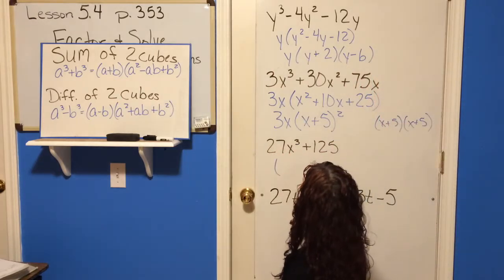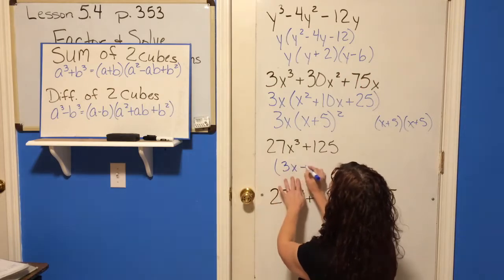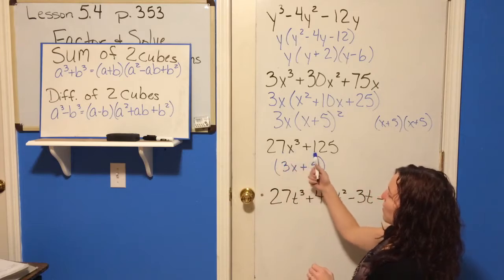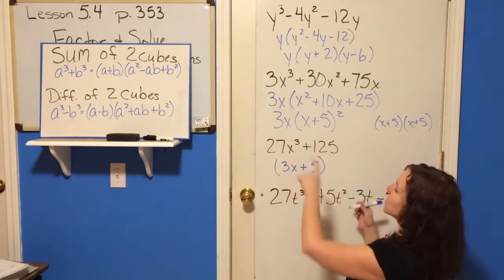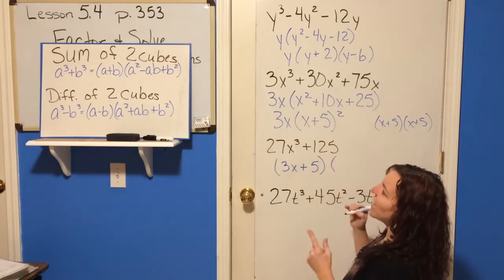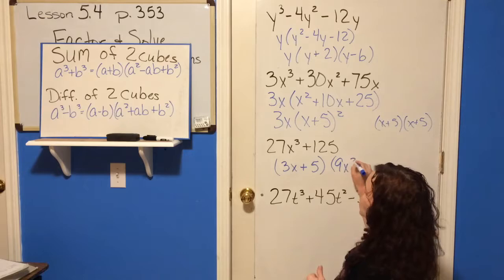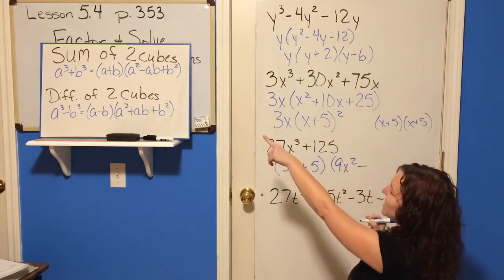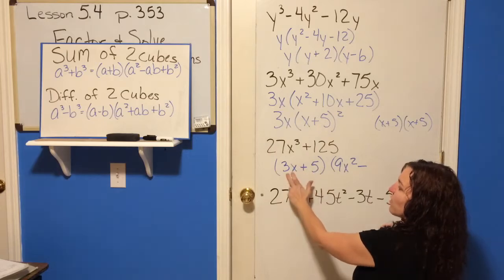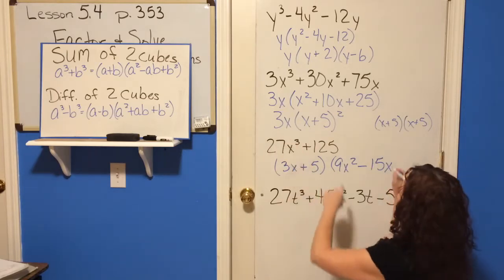Well, we said this is 3x plus 5. So our a is 3x and our b is 5. And so now we're going to put in ax squared, which is going to be 3x squared. So 3 times 3 is 9x squared, minus ab. So you're going to multiply a times b. So you have 3x times 5 is 15x, plus b squared.